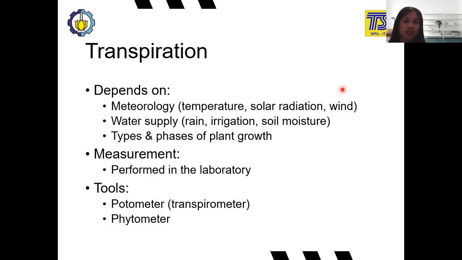And then it also depends on the type of the plant, because it's different if we plant plants which need a lot of water compared with plants which don't need a lot of water. The transpiration rate will be different. And the measurement of the transpiration is usually performed in the laboratory, and there are two tools, the photometer and the phytometer.